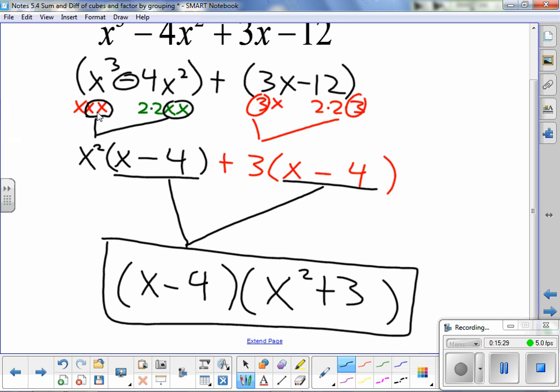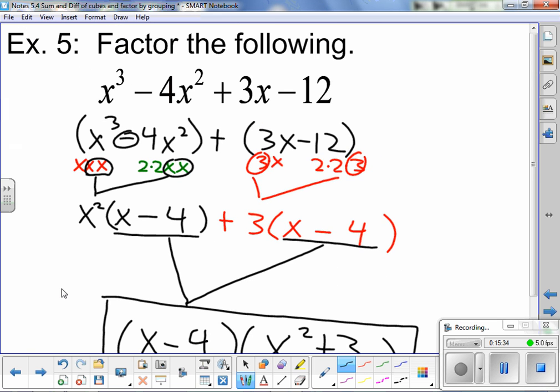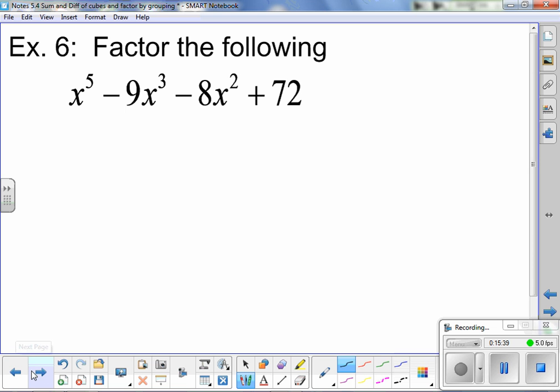So I do suggest, until you get the hang of it, doing this prime factoring thing until you can get it. Okay, and yeah, you can try that one too if you want.